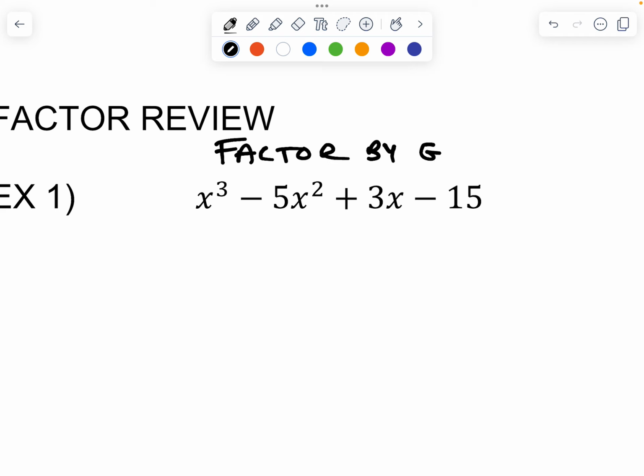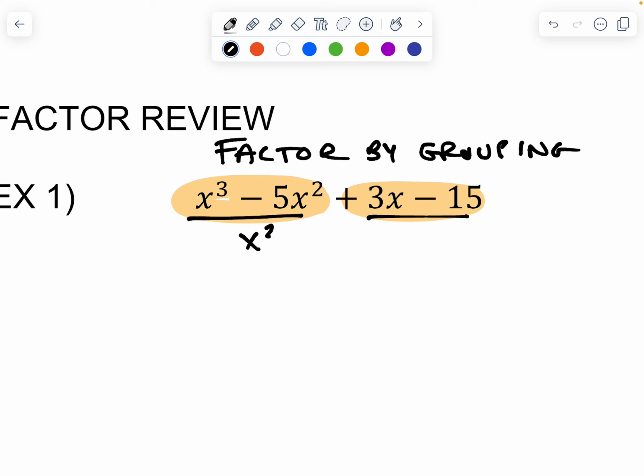So the way that works is exactly the way it sounds. We're going to group these 4 things into 2 groups. We're going to find the greatest common factor of each of these 2. I can divide them both by x squared in the first one. I can divide these both by 3 in the second one. And then we're going to actually GCF those out.